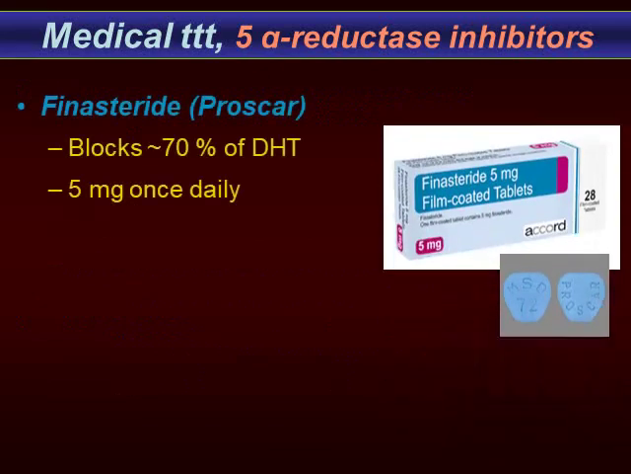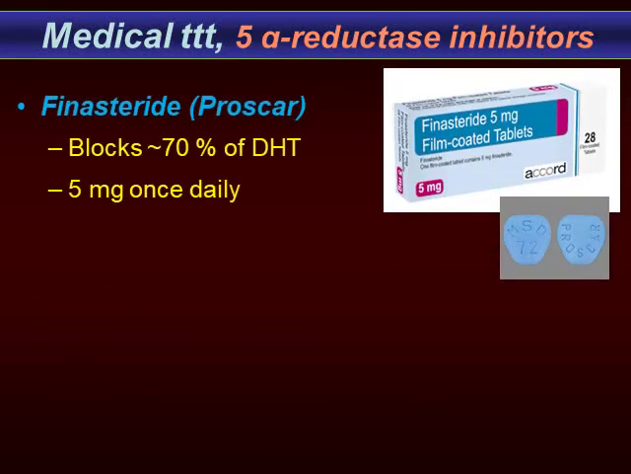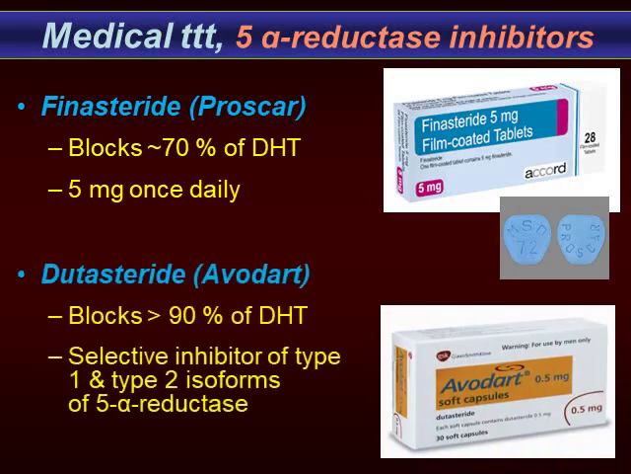We have 2 drugs in this category. Finasteride blocks about 70% of dihydrotestosterone. Dose is 5 milligrams once daily. We have a more potent drug, dutasteride. It blocks 90% of dihydrotestosterone because it acts on the two isoenzyme forms of the reductase enzyme. Daily dose is 0.5 milligram once a day. Each drug is administered only once a day.